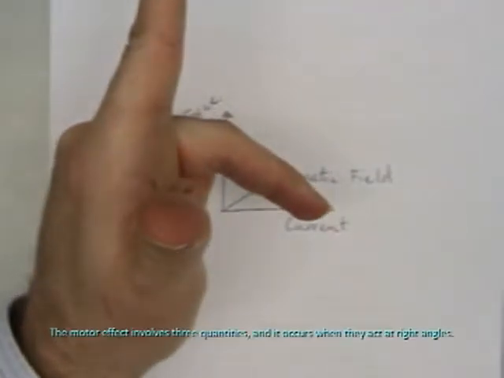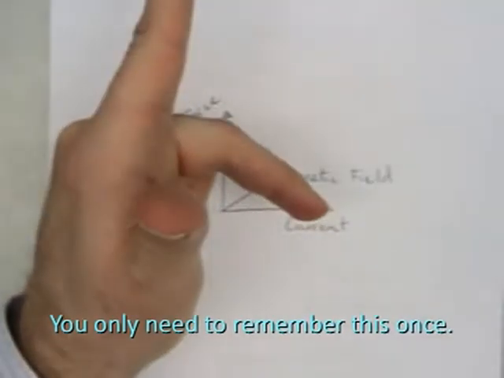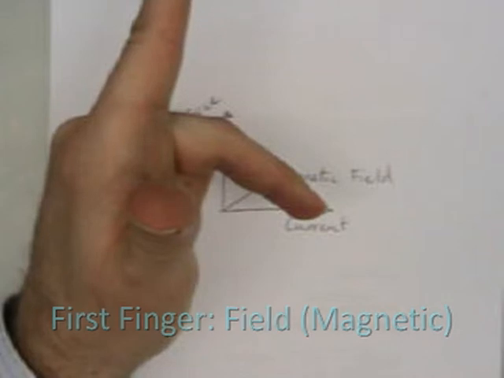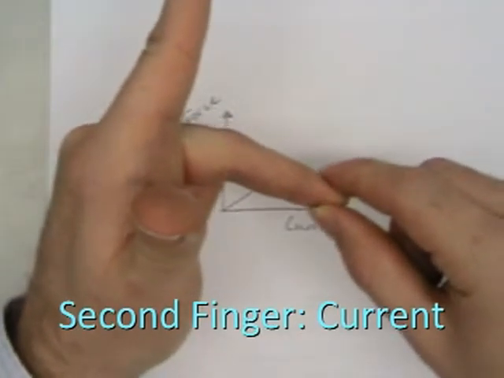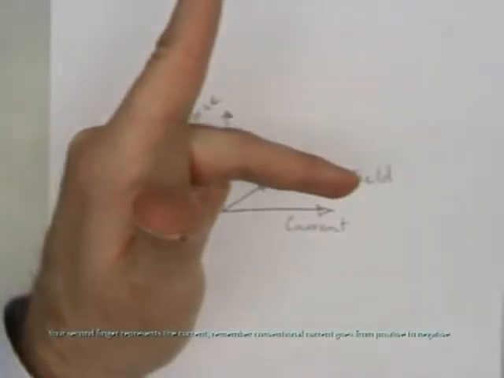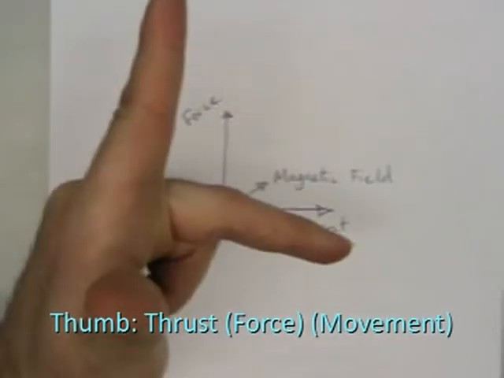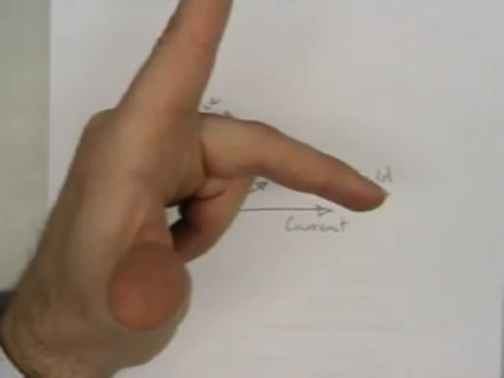The first finger represents the field. Fi, first finger. And the second finger is only with a C in it, it's the current. Magnetic field goes from north towards south. Conventional current goes from positive towards negative. So thumb is thrust.